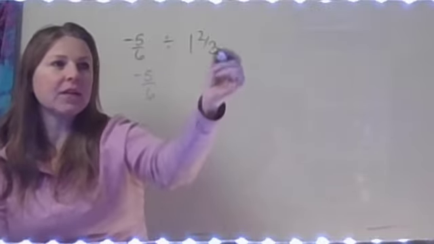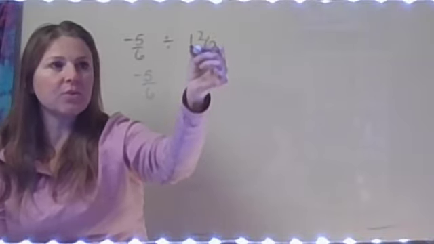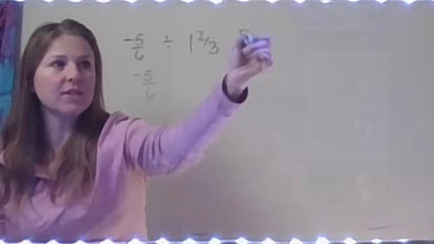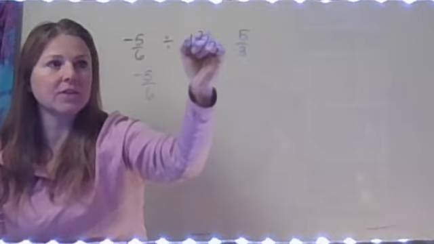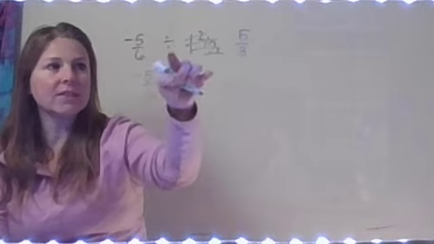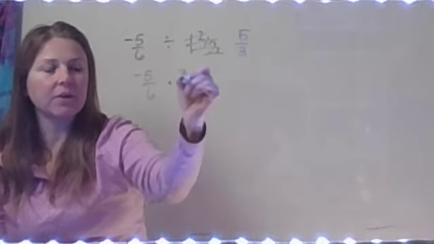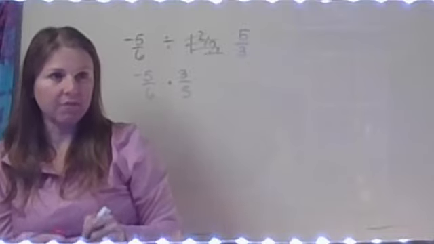Hopefully the first step that you did was make this an improper fraction. So 3 times 1 is 3 plus 2 is 5. So this is also 5/3. So we don't need to look at the 1 2/3 anymore. This is 5/6 divided by 5/3. So then you're multiplying by the reciprocal, and the reciprocal is 3/5.